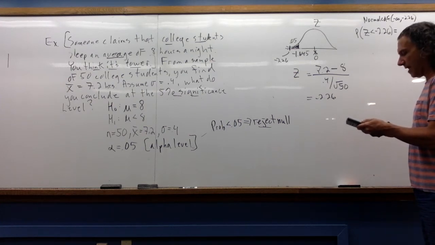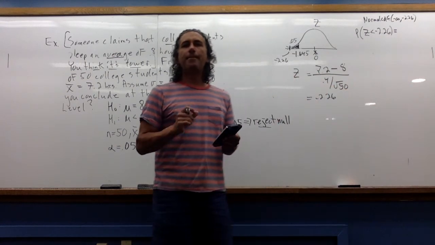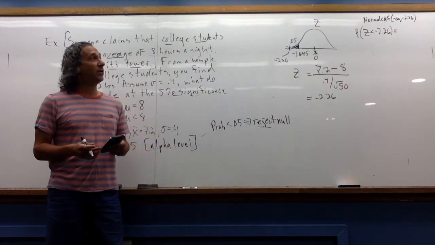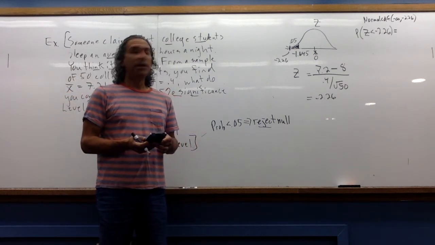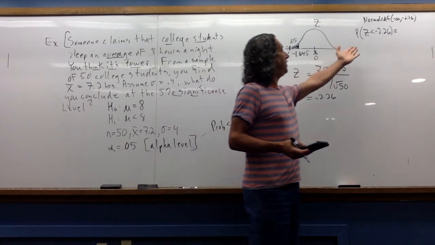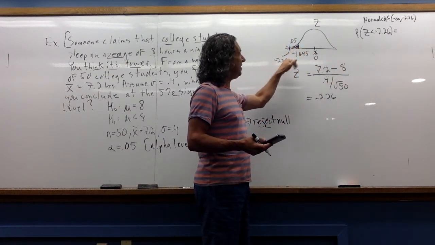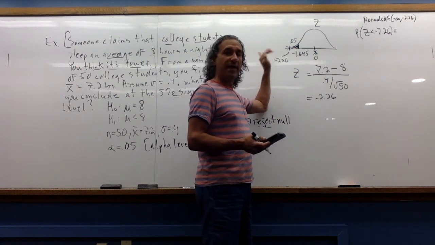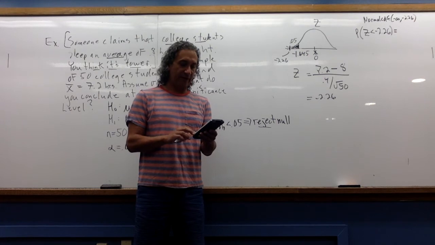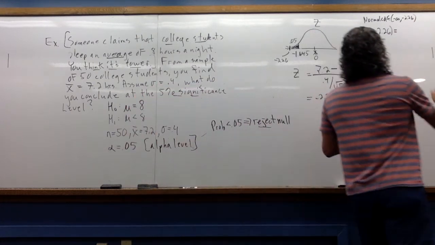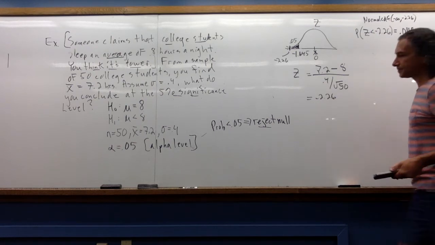Before you do that, you should be able to tell me an upper bound for that value without using a calculator. Hopefully you said this is definitely less than 0.05, because this z value is over here, and the area is going to be smaller than 0.05. And in fact, I get 0.0119.